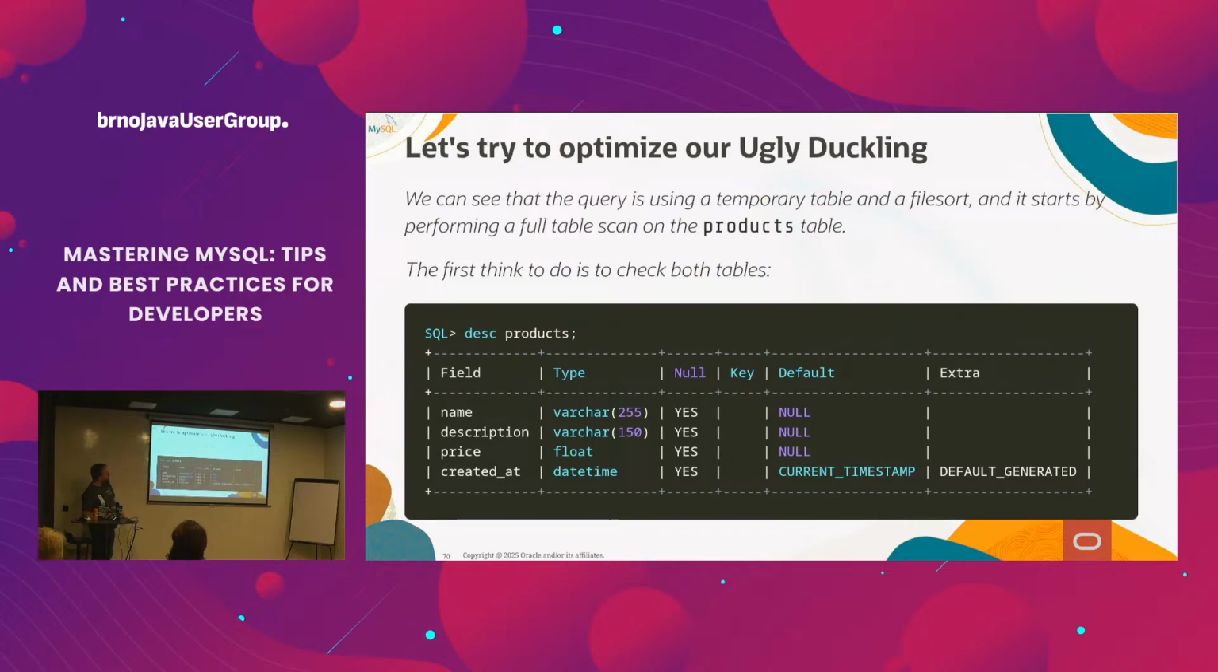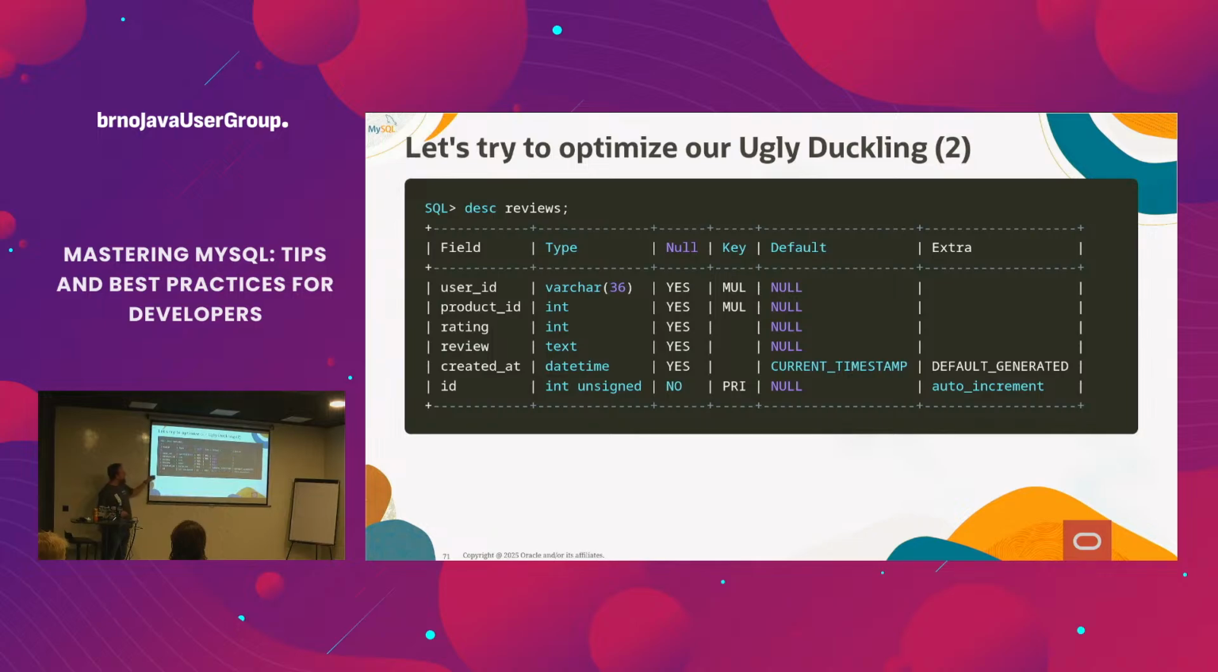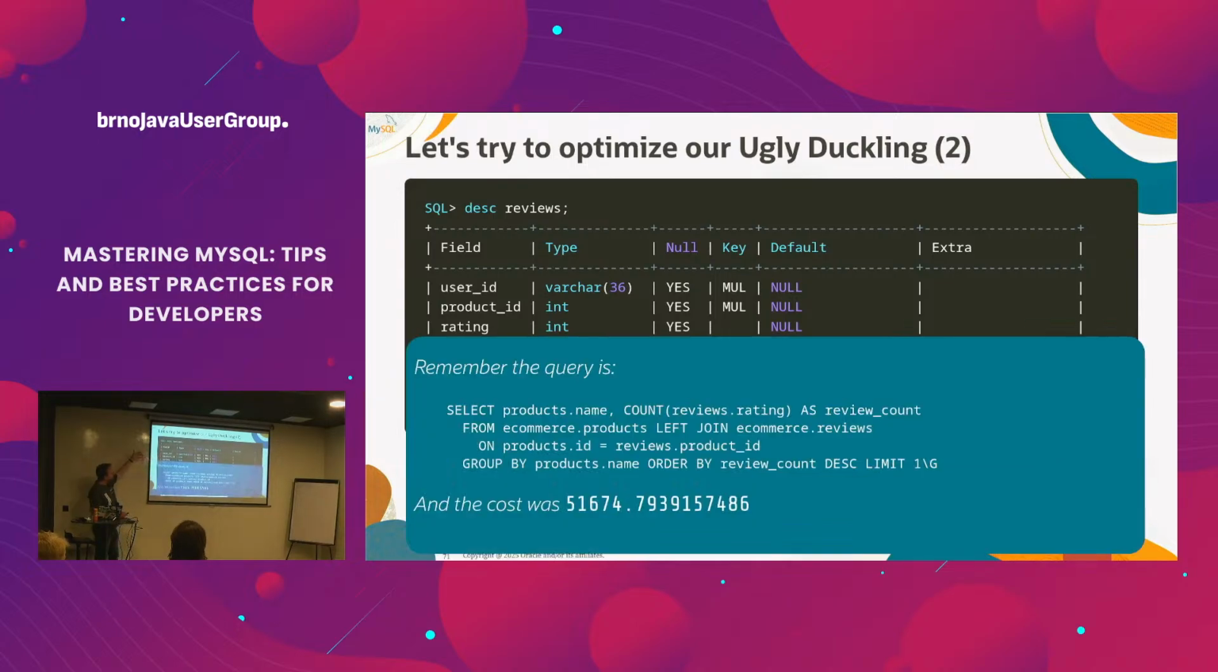So now, remember we had this first query that was the worst query we had. The first thing when you have a query is to check, okay, what are the tables involved in the query. So here, this is the table we have. We have the table product, we have the table review, and this was the query. And this was the cost of the query, 5,000 something. So what could we do to make it better? Some tuning together. Do you have an idea?